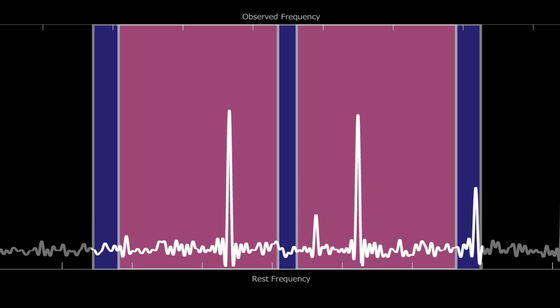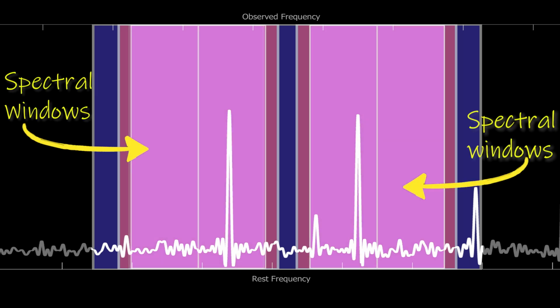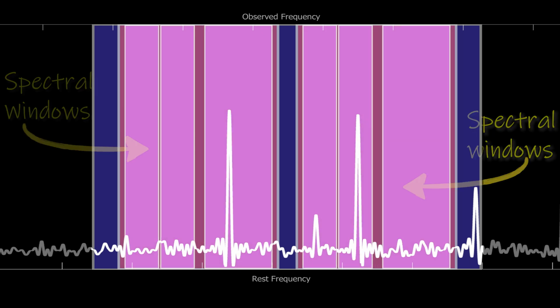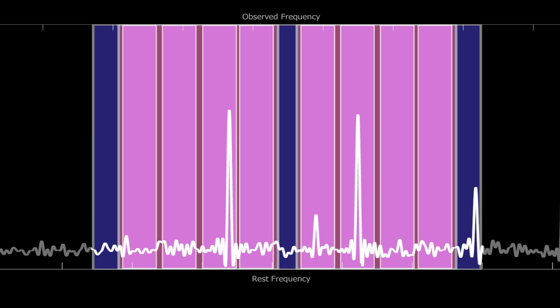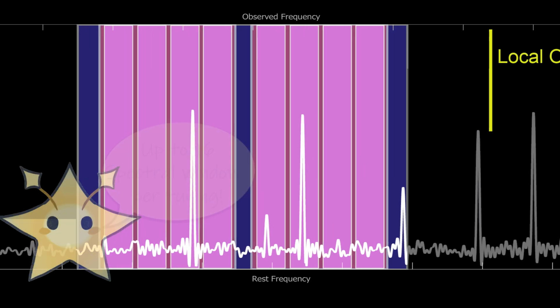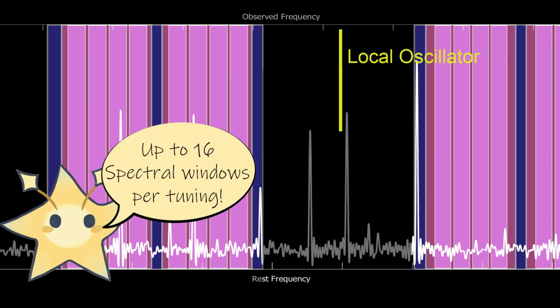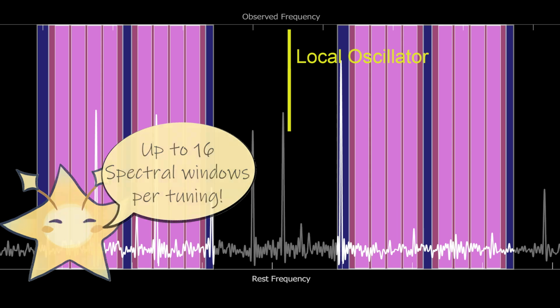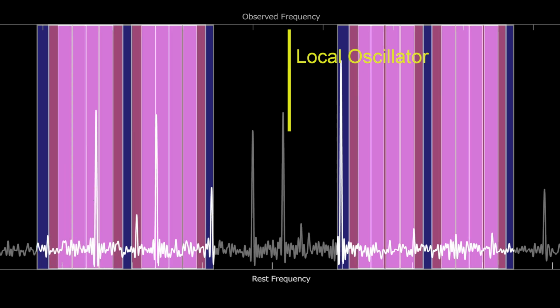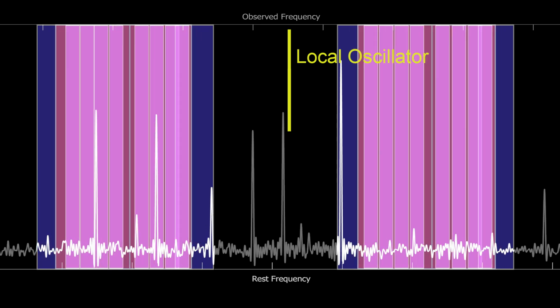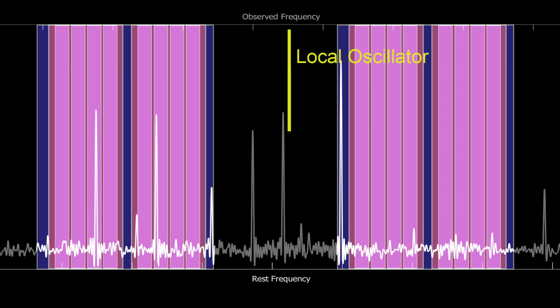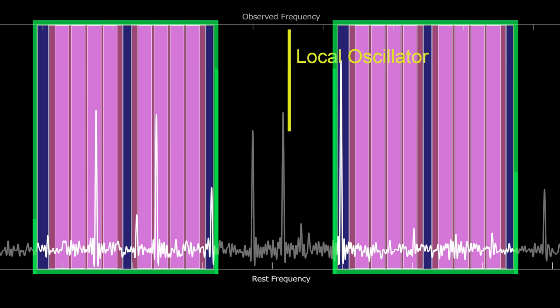You can place up to 4 spectral windows in a single baseband, which means you can have up to 16 spectral windows per tuning. Spectral windows can overlap with each other, and so can basebands. However, each spectral window has to fit completely within a baseband, and spectral windows and basebands both have to fit completely within a sideband.